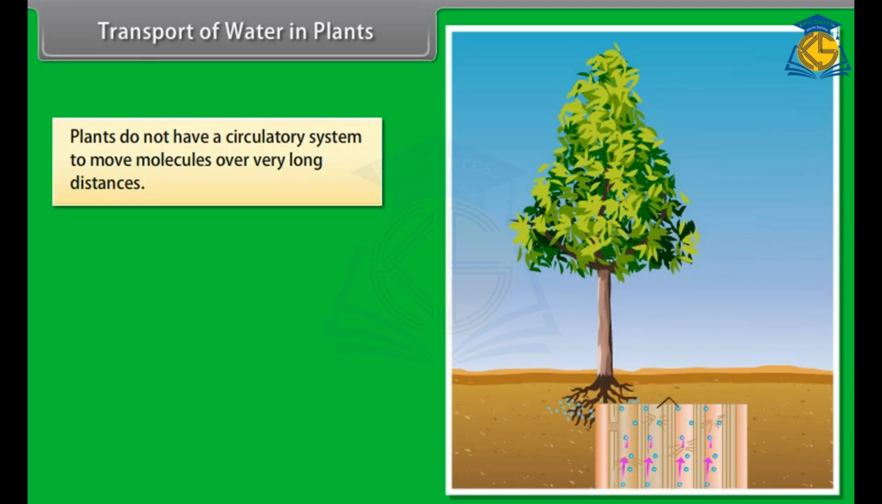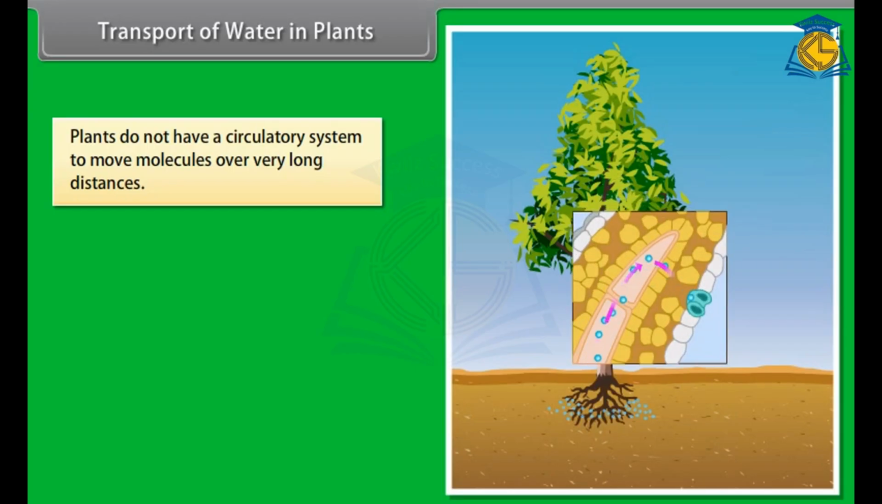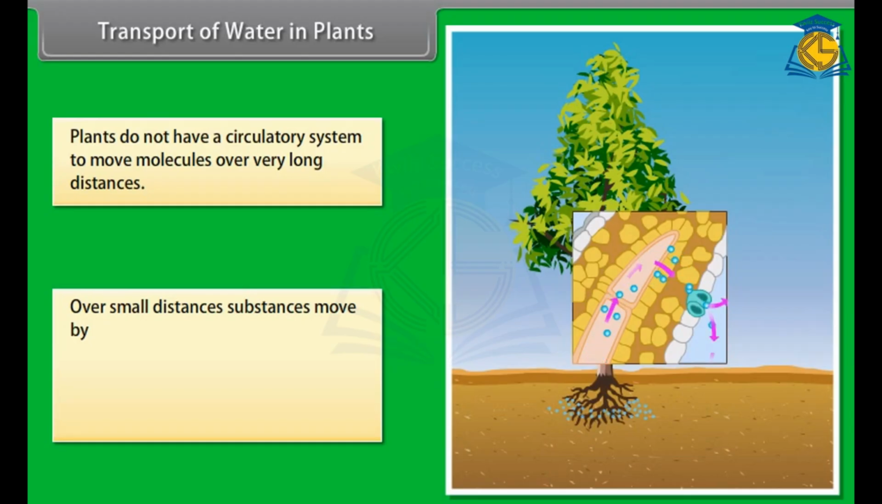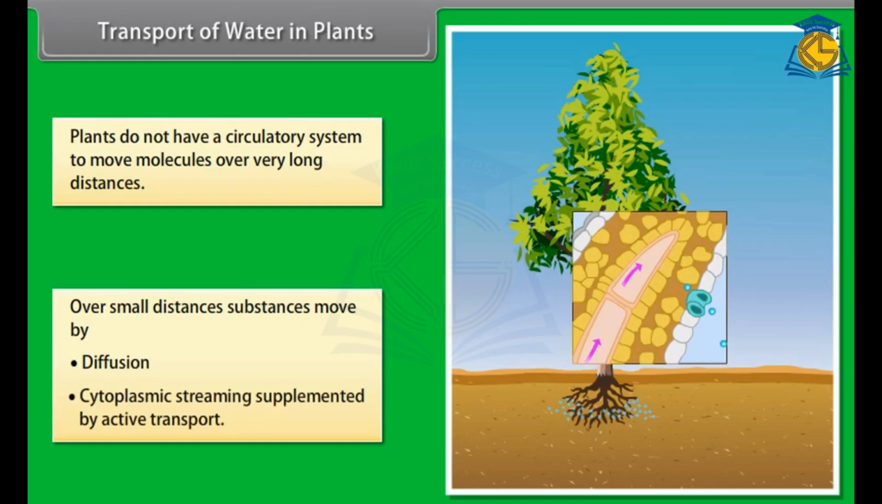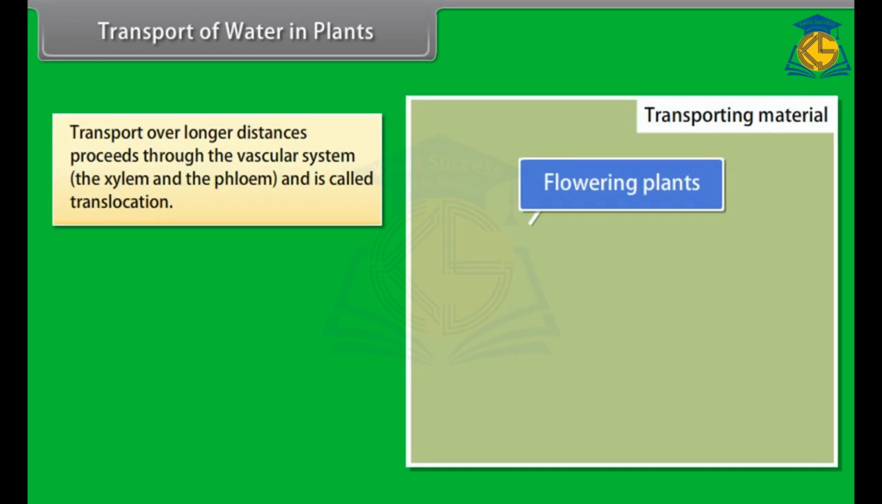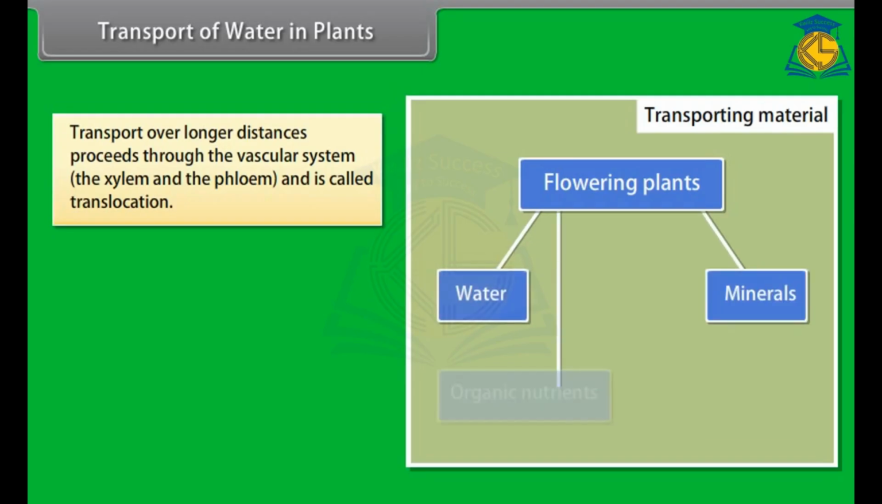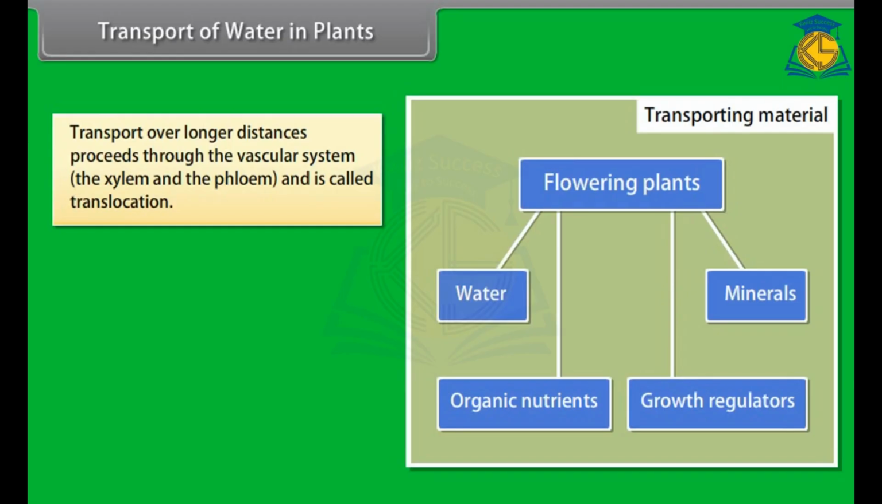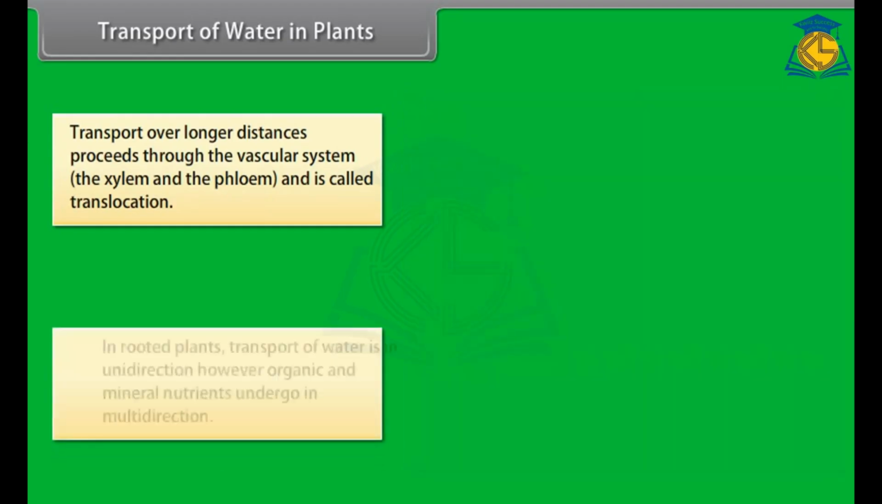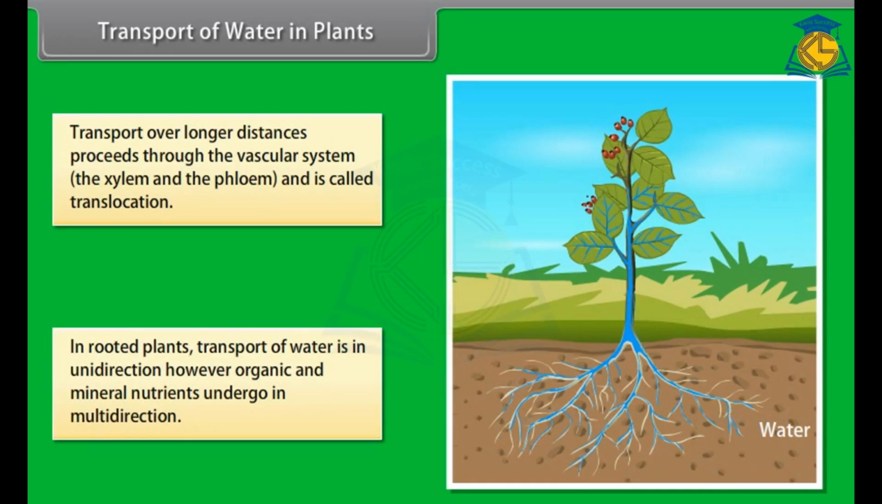In a flowering plant, the substances that would need to be transported are water, mineral nutrients, organic nutrients, and plant growth regulators. Over small distances, substances move by diffusion and by cytoplasmic streaming supplemented by active transport. Transport over longer distances proceeds through the vascular system and is called translocation. You will be surprised to know that in rooted plants, transport in xylem is essentially unidirectional from roots to the stems. Organic and mineral nutrients, however, undergo multidirectional transport.